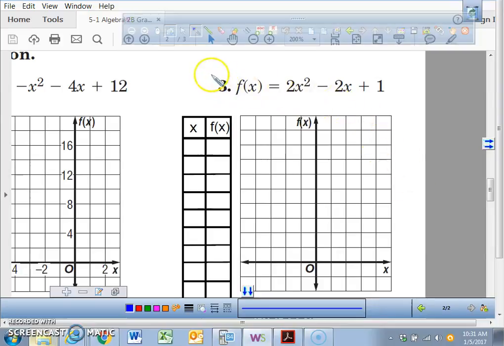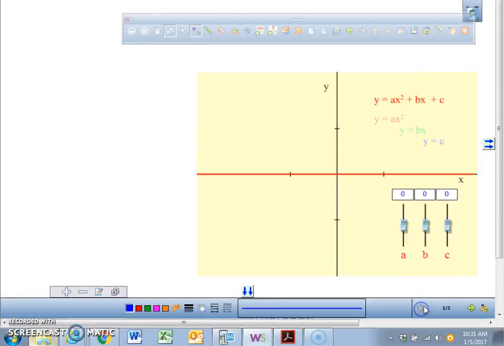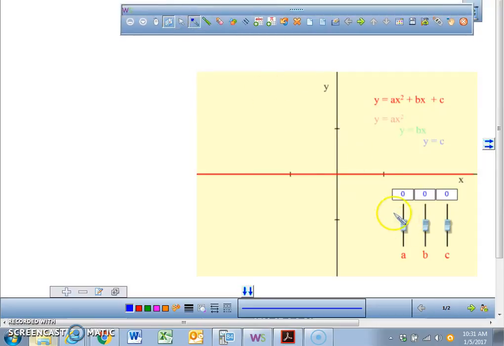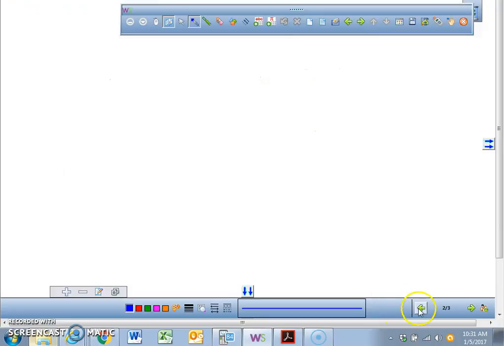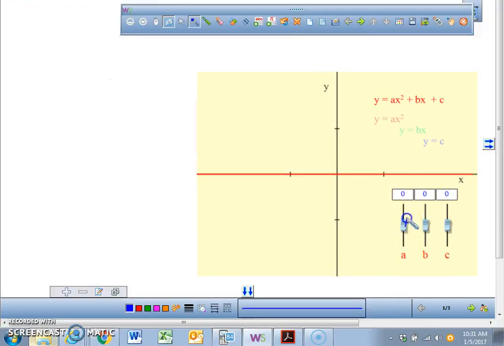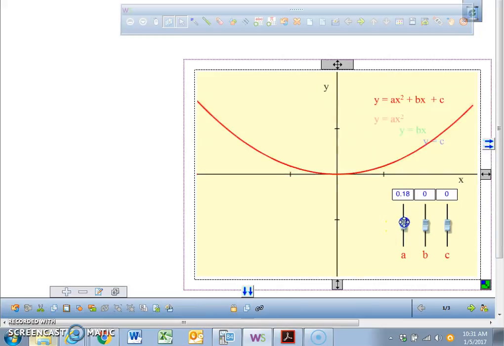Right now, this is problem number 3. Like I said, we're in Chapter 5, Section 1. Before we move on, we're going to do a little experiment here. I want you guys to notice something. We have, wait a second, pointer tool. There we go.